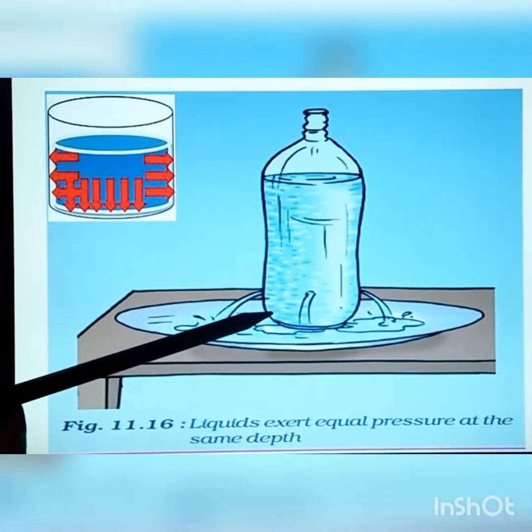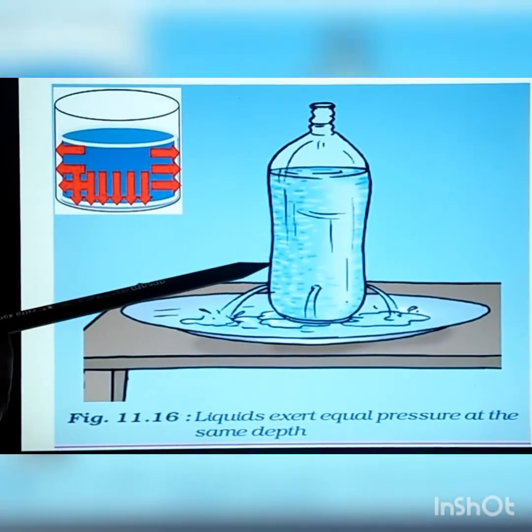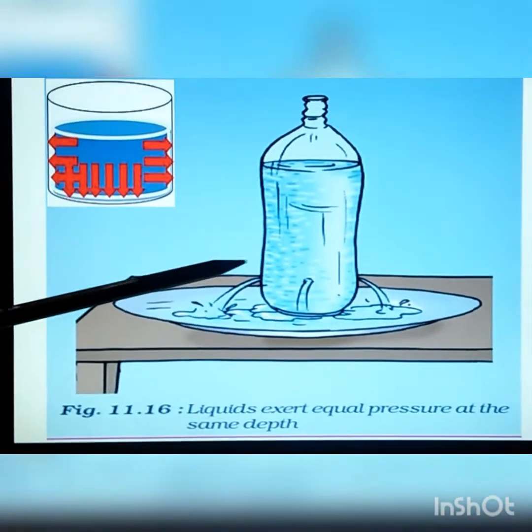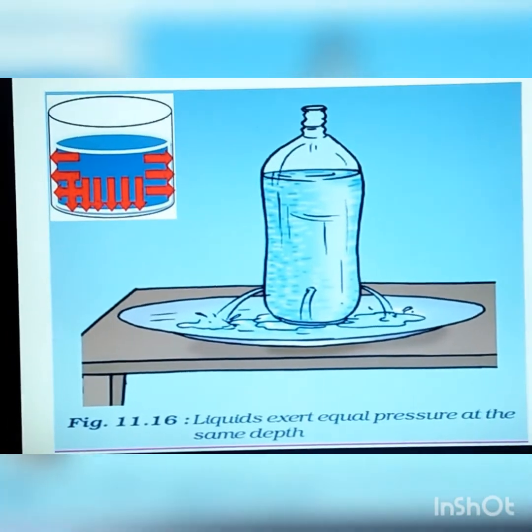If you decrease the depth, make 1 hole here, the pressure will also increase. And if you make 1 hole above it, the pressure also will decrease. Because the pressure increases with the increasing depth, but at the same depth, the pressure remains the same.